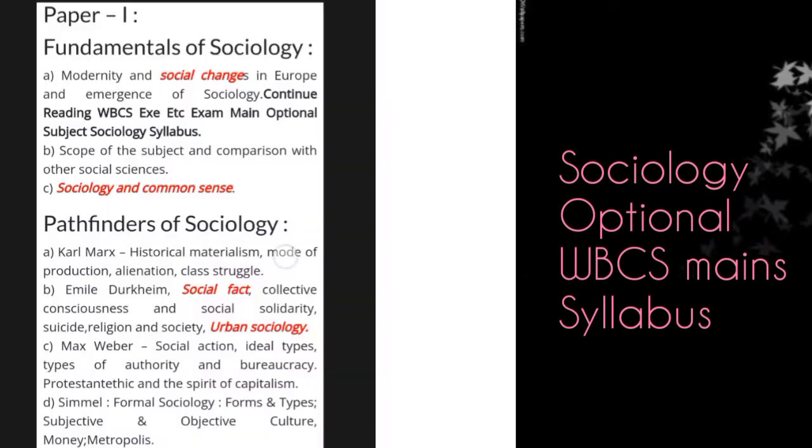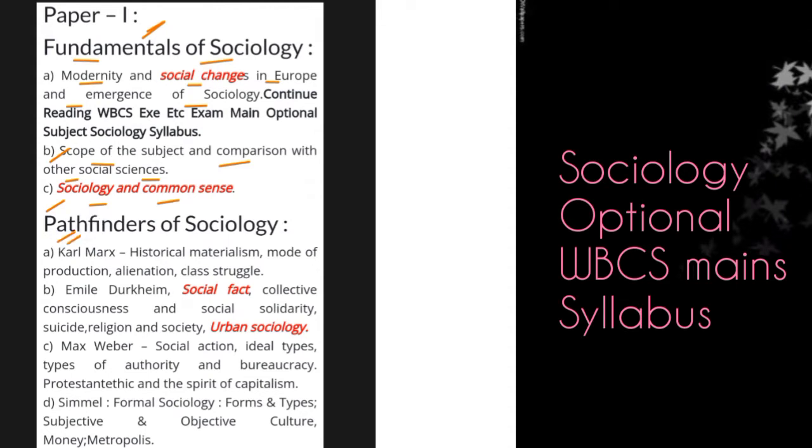So let's start our discussion with the syllabus. Let's start with paper 1. In paper 1, we have the fundamentals of sociology, under which come modernity and social changes in Europe and the emergence of sociology. Then comes the scope of the subject and comparison with other social sciences. Then comes sociology and common sense.